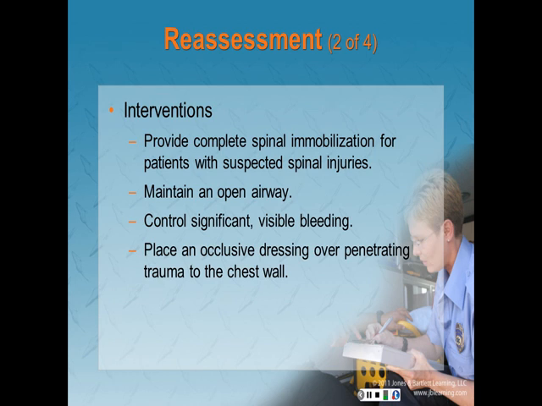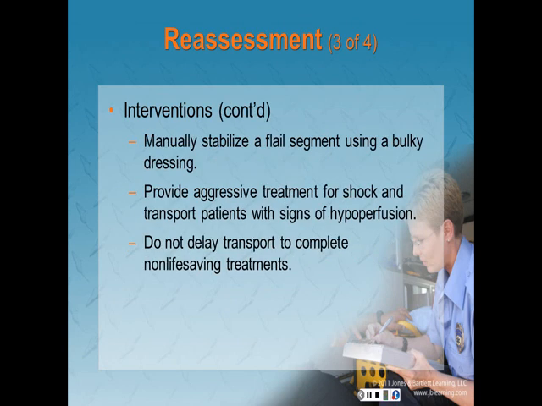Consider an oral or nasal airway. Control significant visible bleeding and provide high-flow oxygen, and place an occlusive dressing over any penetrating trauma to the chest wall. You should manually stabilize a flail segment using a bulky dressing. You should avoid increasing the patient's work of breathing and pain, and you should be prepared to provide positive pressure ventilations. For patients with signs of hypoperfusion, you will need to provide aggressive treatment for shock and rapid transport.